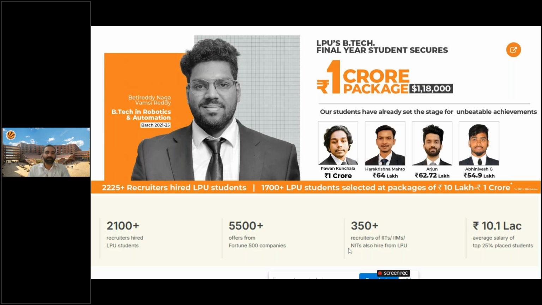Our Vamsi Reddy from BTech in robotics and automation secured a package of 1 crore rupees, and Pavan also got a 1 crore package. Then Mahanto 64 lakh rupees, Arjun 62.72 lakh rupees, Abhinesh 54.9 lakh rupees. On recruiters, more than 2000 recruiters have hired LPU students, with more than 5000 offers from Fortune 500 companies. 350 plus recruiters from IITs, IIMs and NITs also hire students from LPU, and the average salary of the top 25 placed students is 10.1 lakh.